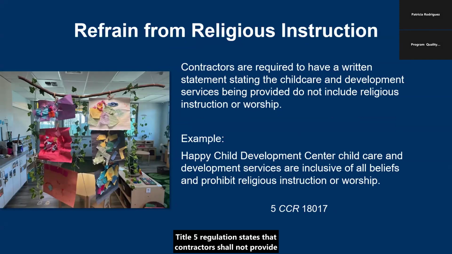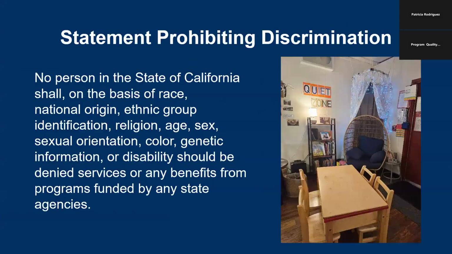Title V regulation states that contractors shall not provide nor be reimbursed for childcare and development services which include religious instruction or worship. To meet this regulation, programs are required to include a statement informing parents and community that the child care and development services being provided do not include religious instruction or worship.